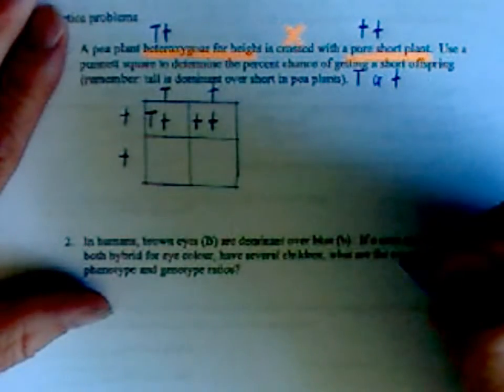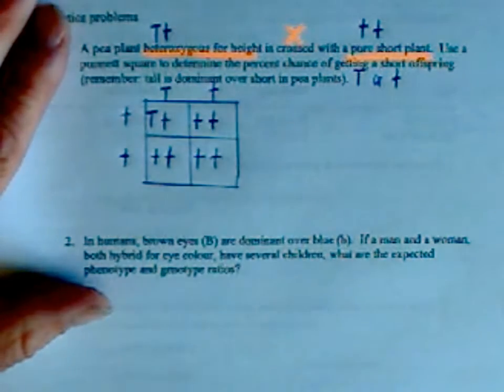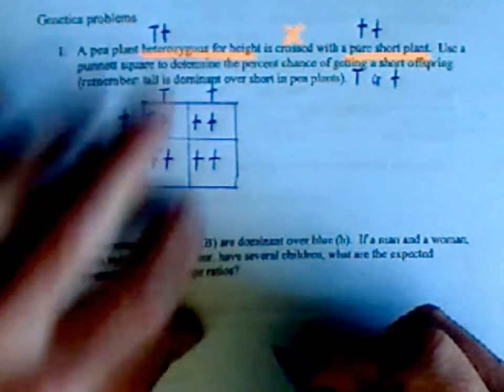Okay, so we would have an upper lower, we would have a lower lower, we would have a lower lower, and a lower lower. Alright, so upper lower, lower lower. This should be upper lower, girls, sorry. Upper lower and lower lower.